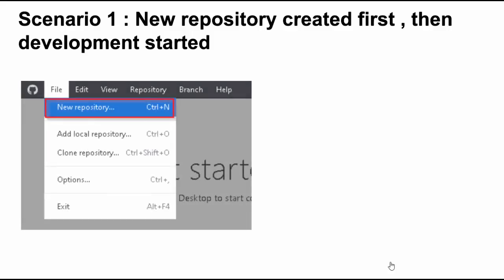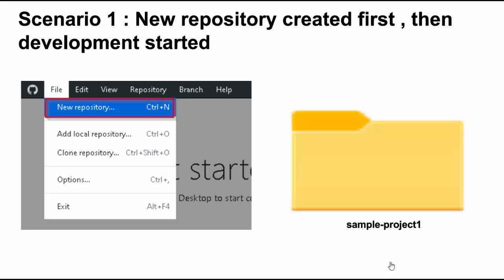In scenario one, from GitHub Desktop, first you create a new repository, the local repository or folder, and then the development is started. So here, from GitHub Desktop, we click and create a new repository. We add a folder over there, and then in that folder, automatically the .git folder is created. So it is a tracked repository. And then you start adding changes on top of that. So let's see hands-on how this one works.